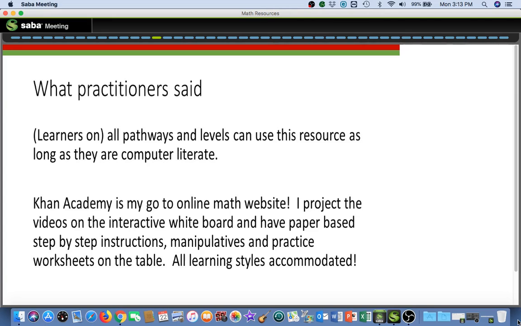Here we go. Yes, all goal paths can be served by Khan Academy. And this particular practitioner is a real fan. This is my go-to online math website. I project the videos on the interactive whiteboard, and I've got paper-based step-by-step instructions, manipulatives, and practice worksheets on the table. So yes, all learning styles are accommodated.